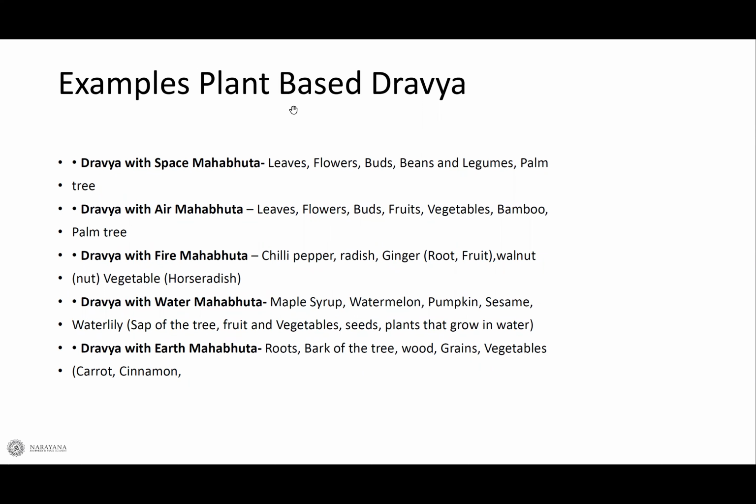Some examples: space Mahabhuta is leaves, flowers, buds, beans, legumes. Air is just general stuff. Water Mahabhuta is maple syrup, watermelon, pumpkin, water lily.